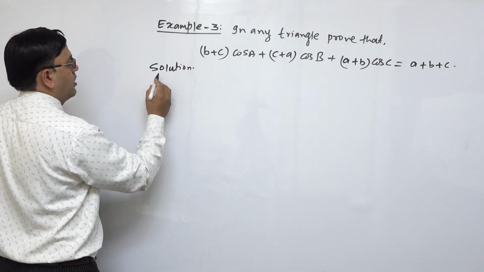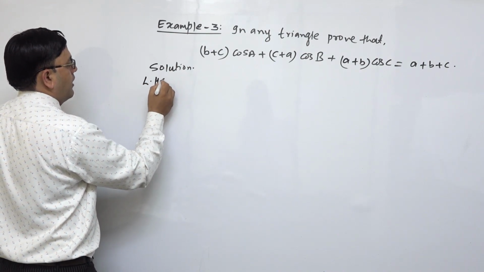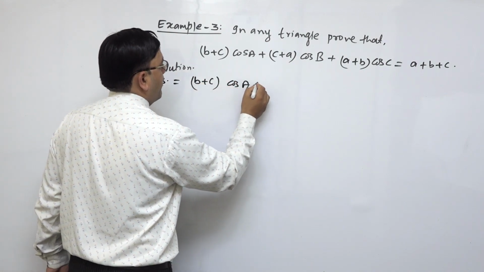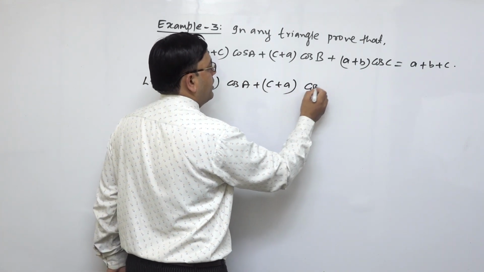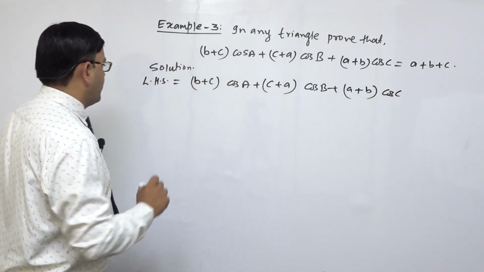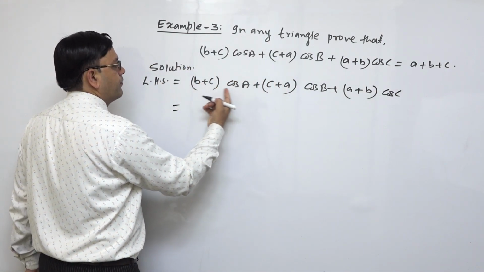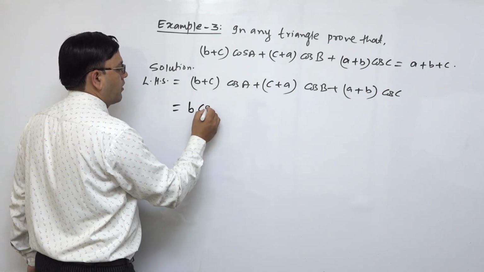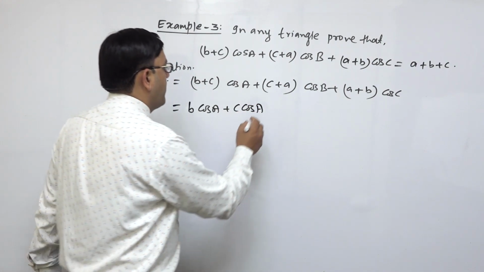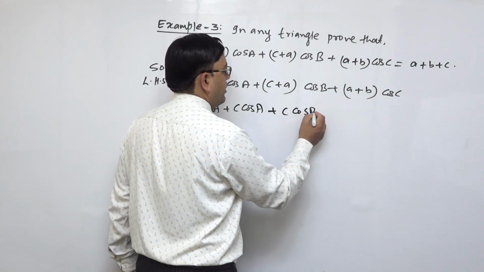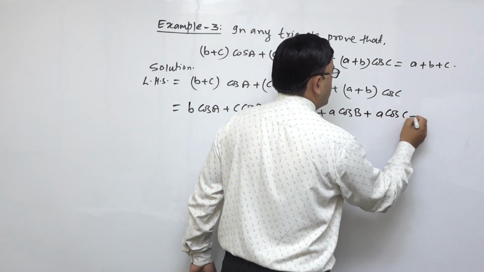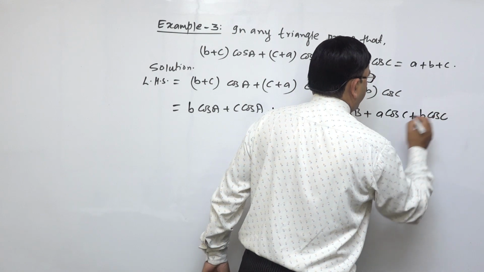So we take the LHS: (b + c) cos A + (c + a) cos B + (a + b) cos C. This is equal to, let's open the brackets, b cos A + c cos A. Similarly, c cos B + a cos B. Similarly, a cos C + b cos C.